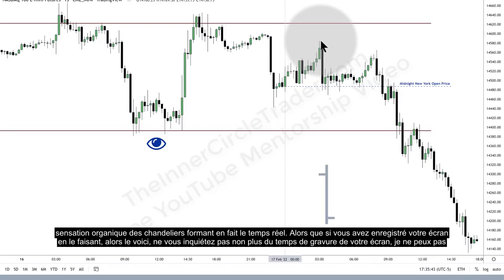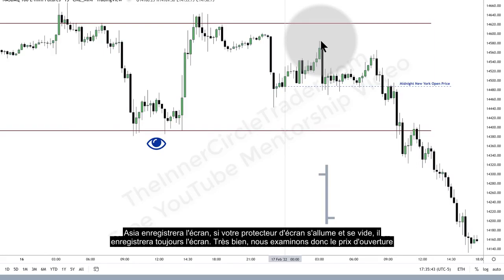Don't worry about your screen burn-in time either. Camtasia will record the screen. If your screen protector comes on and it goes blank, it'll still record the screen.